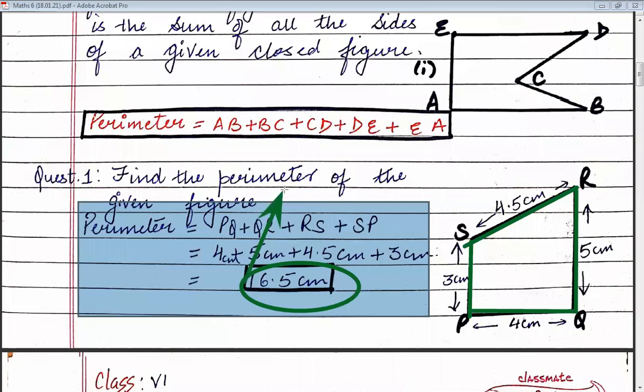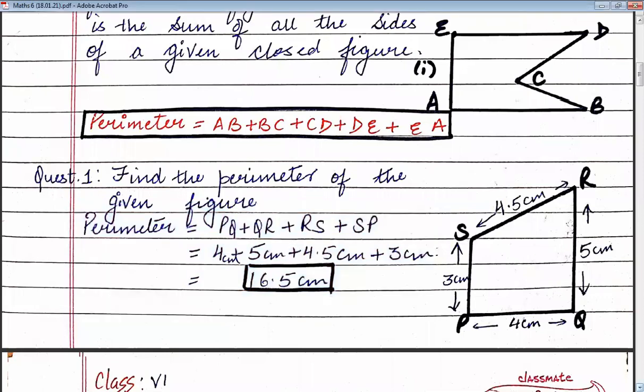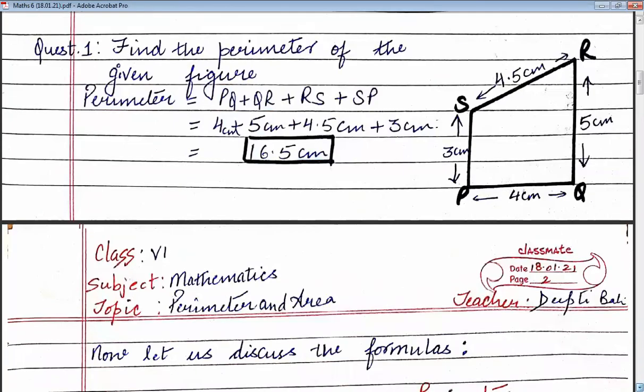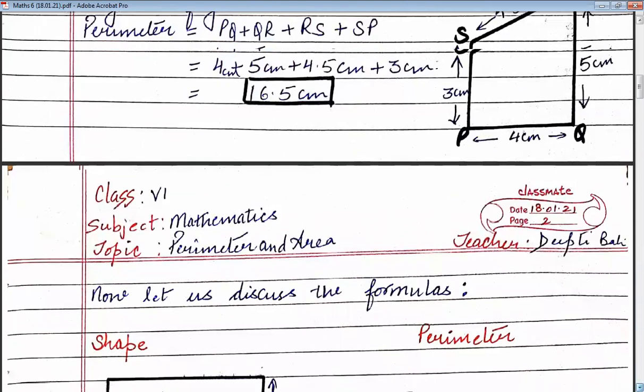So what is the perimeter of this given figure? You can say that the perimeter of the quadrilateral PQRS is equal to 16.5 centimeter. I hope children you are clear with the question number 1. Let's move on to the next.